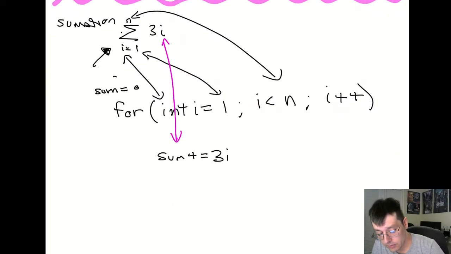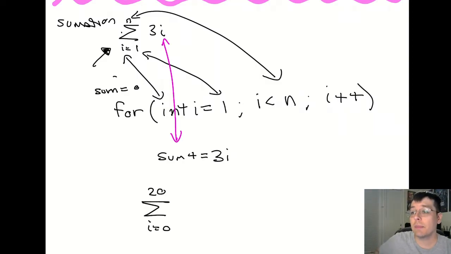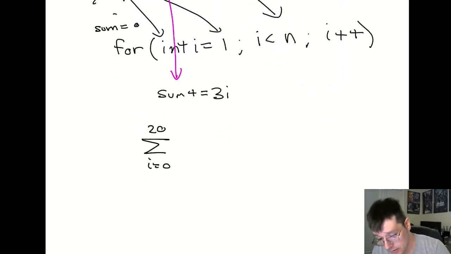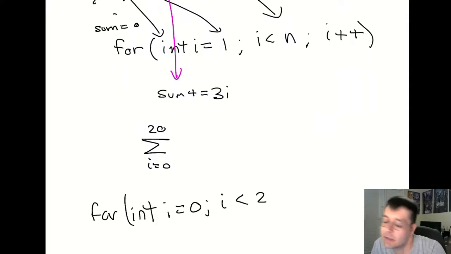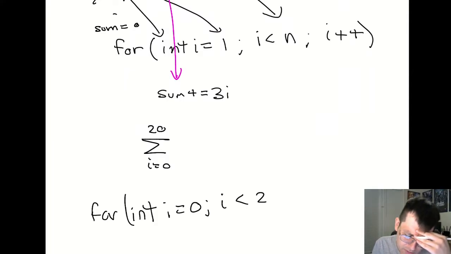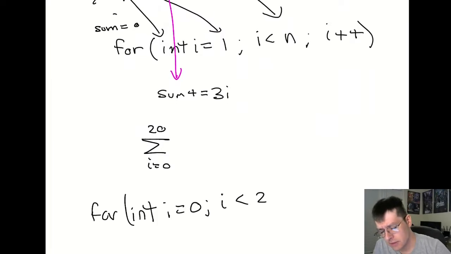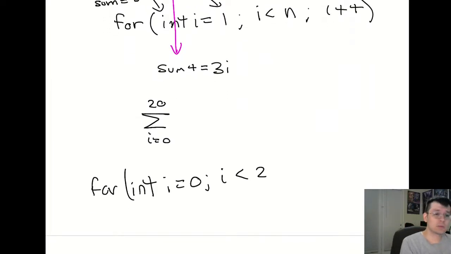Just another example. What would that be? That would be for int i equal to 0, i is less than 20. Is that inclusive? Shoot, is it inclusive or not? I don't think it's inclusive in summation. No, it might be. Let me check. Quick Google.